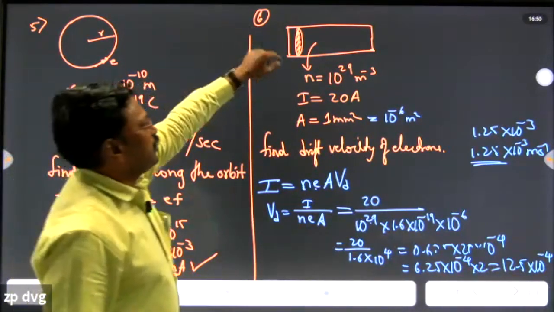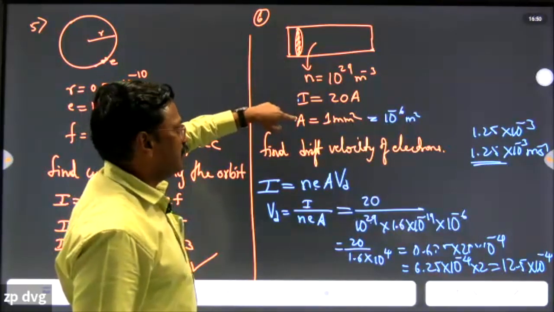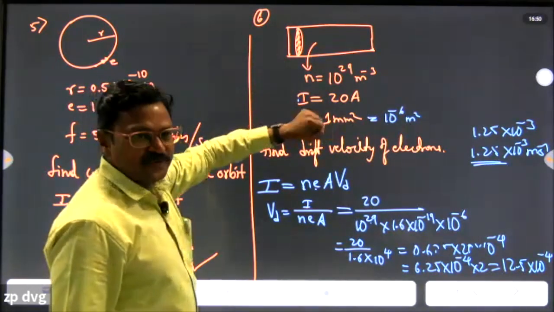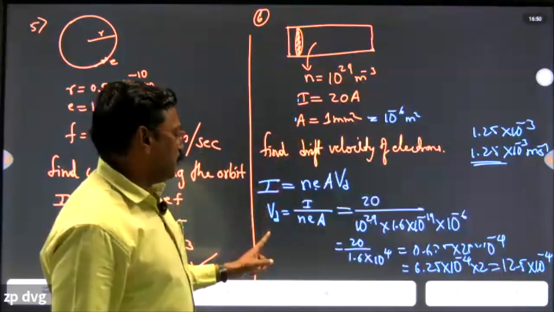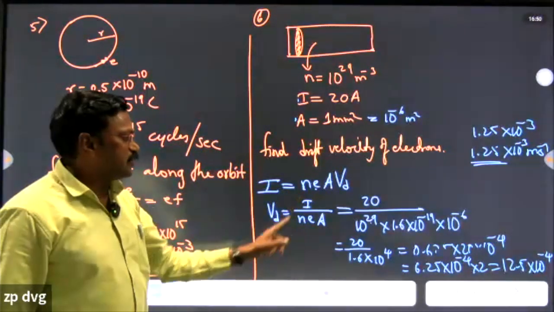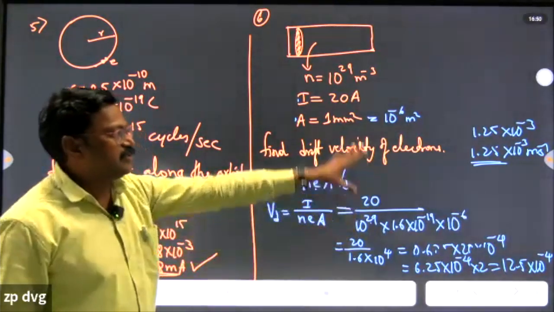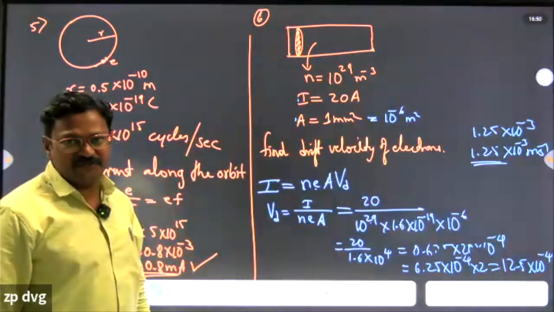So here in this question, you have been given the data: number density of electrons, electric current, and area. What we need to find out is the value of drift velocity. So the formula we are using is I equal to NEA Vd, and Vd is equal to I by NE into A. Substituting all the values, you will arrive at the value of drift velocity of free electrons.